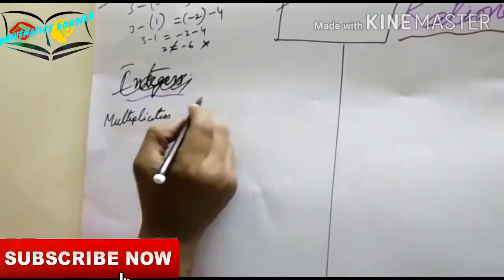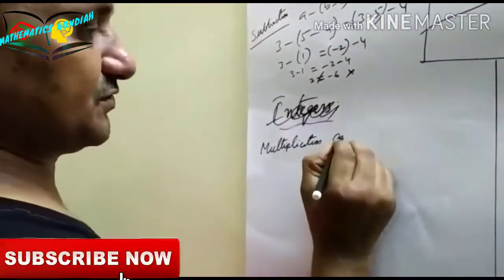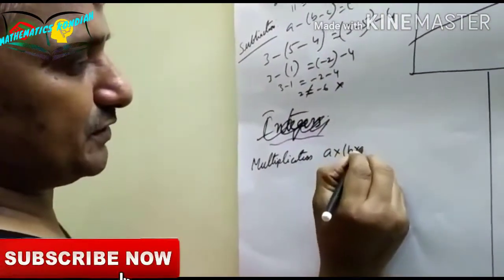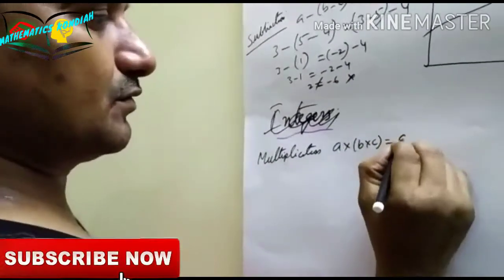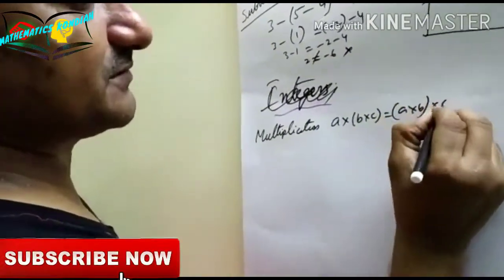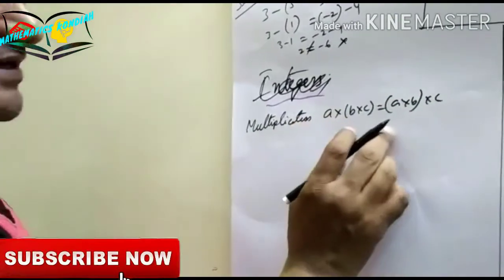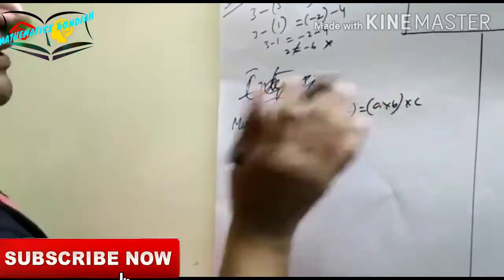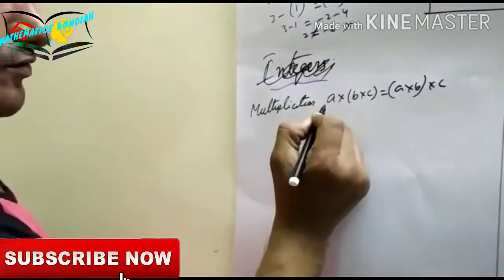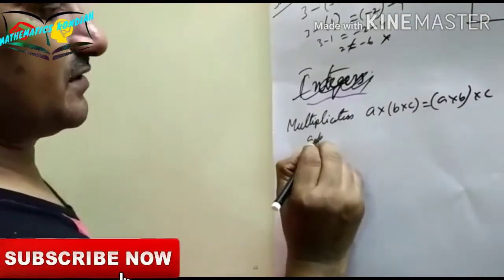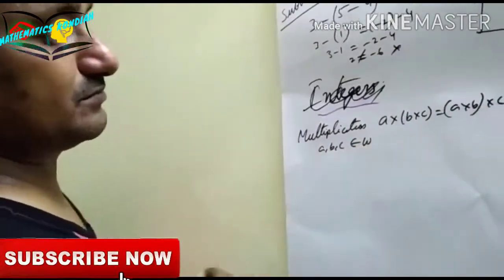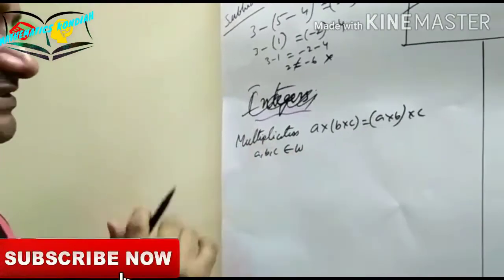The multiplication. What is the associative property for multiplication? (a × b) × c is equal to a × (b × c). You take any numbers, so a, b, c belong to W. What does W mean? W means whole numbers.